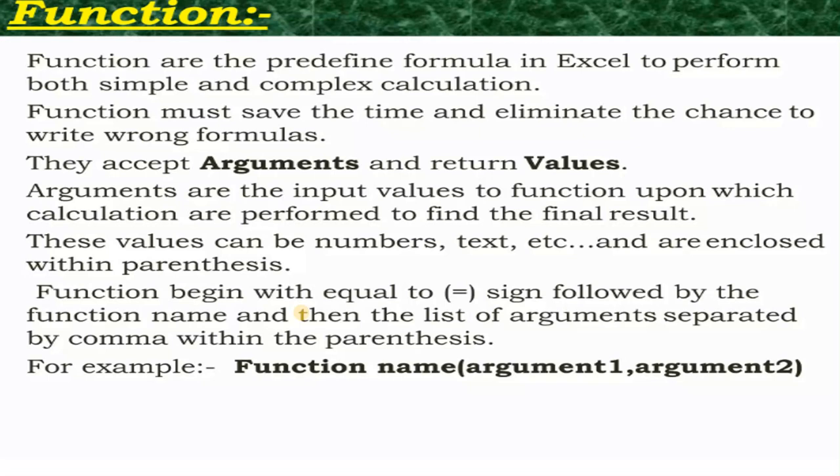Functions can be applied on numbers and text values, enclosed within the parentheses, and a function is started with the equal to sign followed by the function name. Then if you want to pass a list of arguments, and you have multiple arguments, you need to write a comma between the arguments under the parentheses, like this. That is the function name, then parenthesis start, argument 1, comma, argument 2, parenthesis closed. We will see function examples further on.